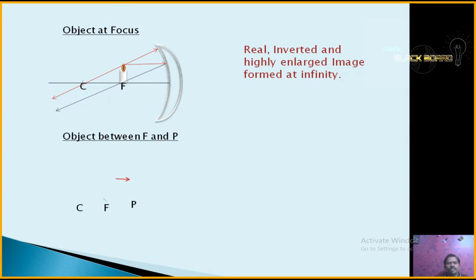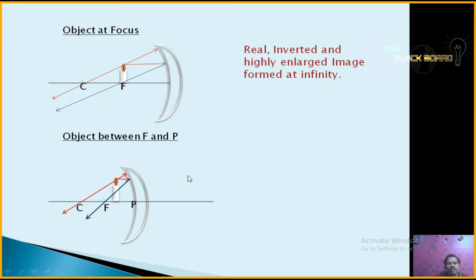Now we are keeping the object between focus and pole. Let us see what happens. So this is the mirror, and this is the principal axis. We are keeping the object between focus and pole. This is the parallel ray. One ray we are taking parallel to the principal axis, so it reflects through the focus, and another one as usual through the center of curvature. We know that a ray passing through the center of curvature, after reflection also passes through the same.